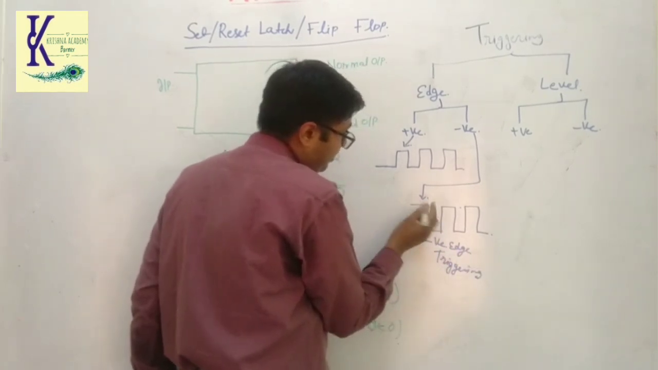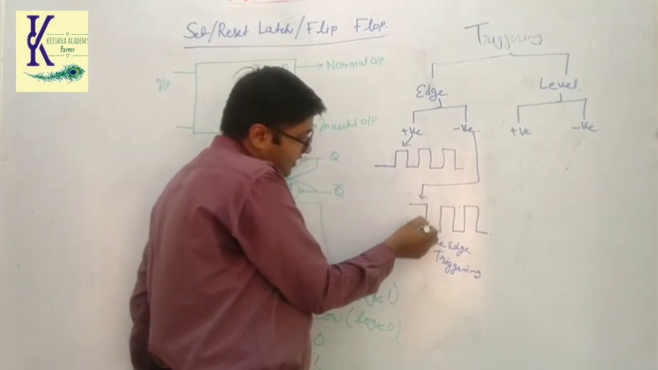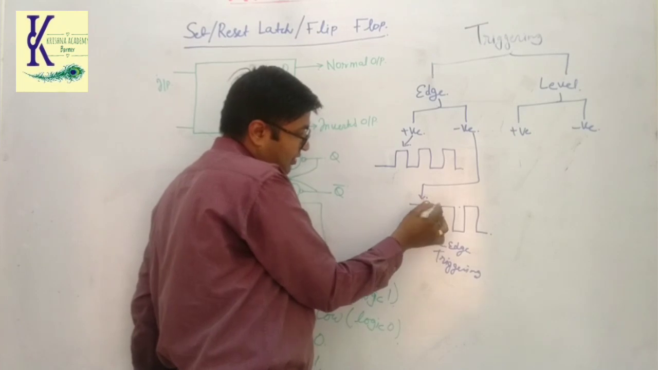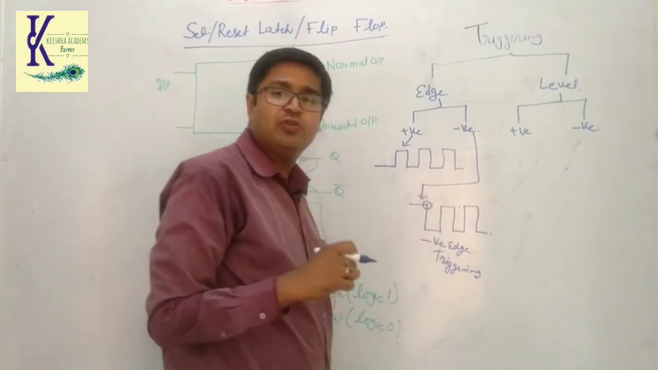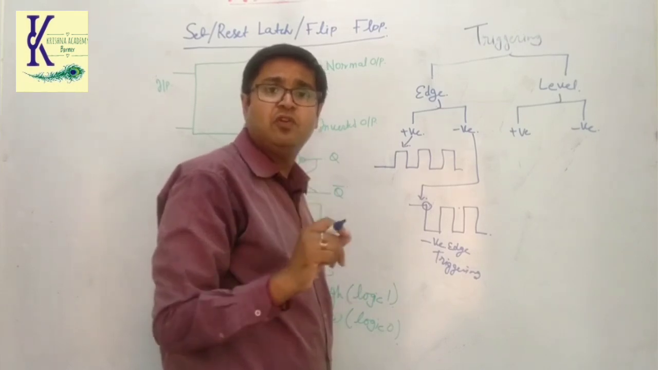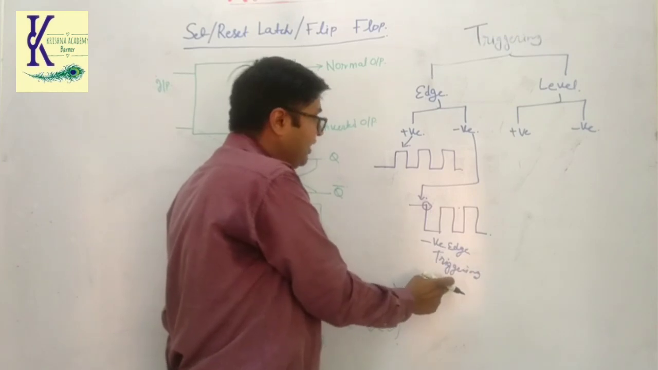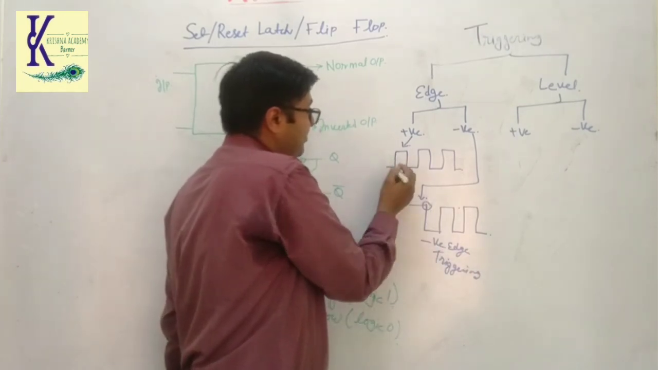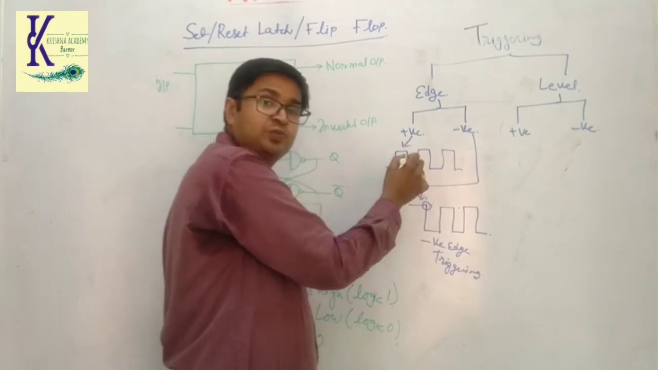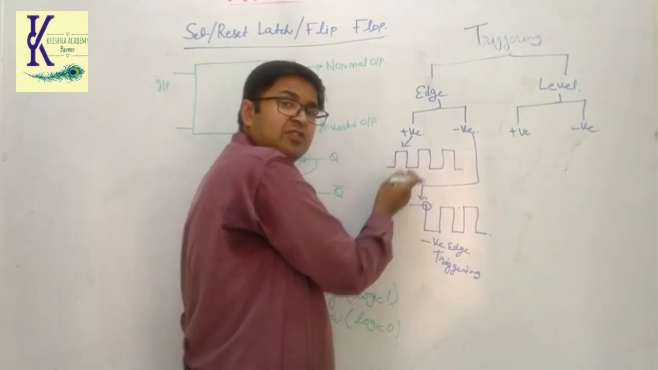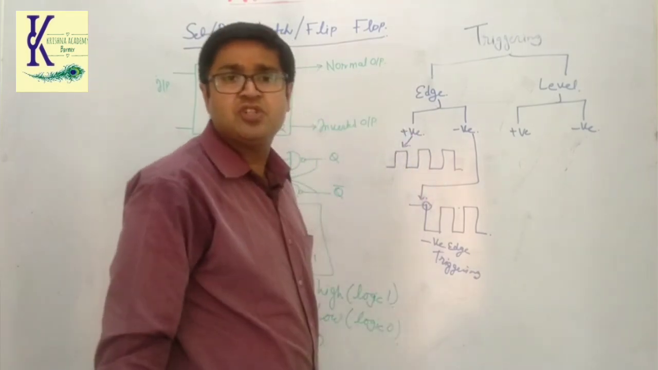Now you can see that from this moment it is at logical high. Over this edge, it is going towards a lower side or active low. So this is called negative edge triggering. And here it starts with negative and goes towards positive, so from this level to this level, or from this edge, it will be positive edge triggering.